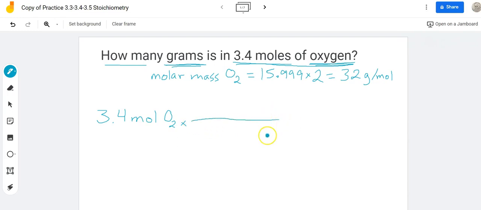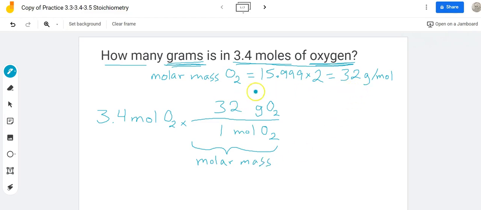So what goes on top and what goes on the bottom? What I want to find goes on top. So how many grams? Grams goes on top. I want to figure out how many grams of oxygen this will be. So for 1 mole, the molar mass of oxygen is going to be 32 grams per mole. This is your molar mass fraction. I'm just plugging in the number I found earlier into this fraction.